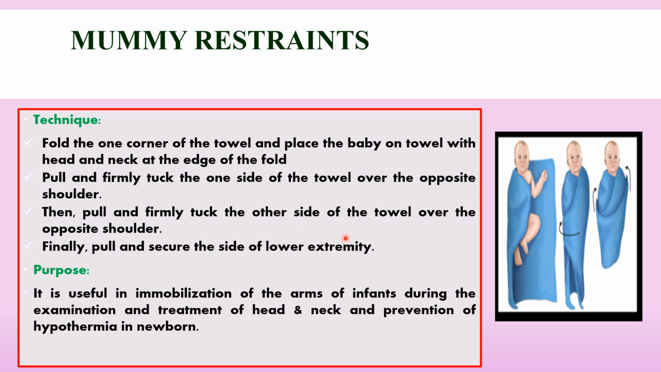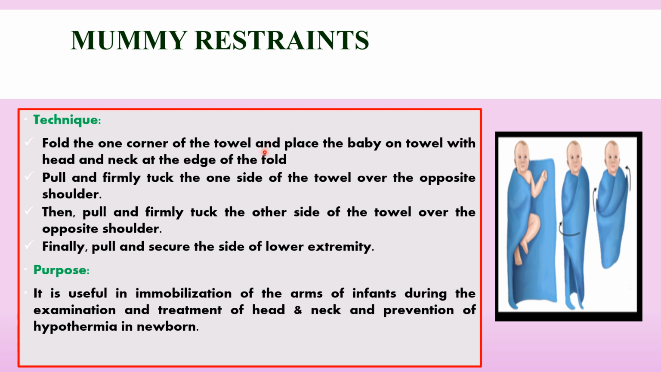Then afterwards, pull and firmly tuck the other side of the towel over the opposite shoulder. So first you apply this side and afterwards this side. It covers the child. Then finally pull and secure the lower extremity. We have to take the lower extremity, bring it upward and tie it. This is the mummy restraint technique.